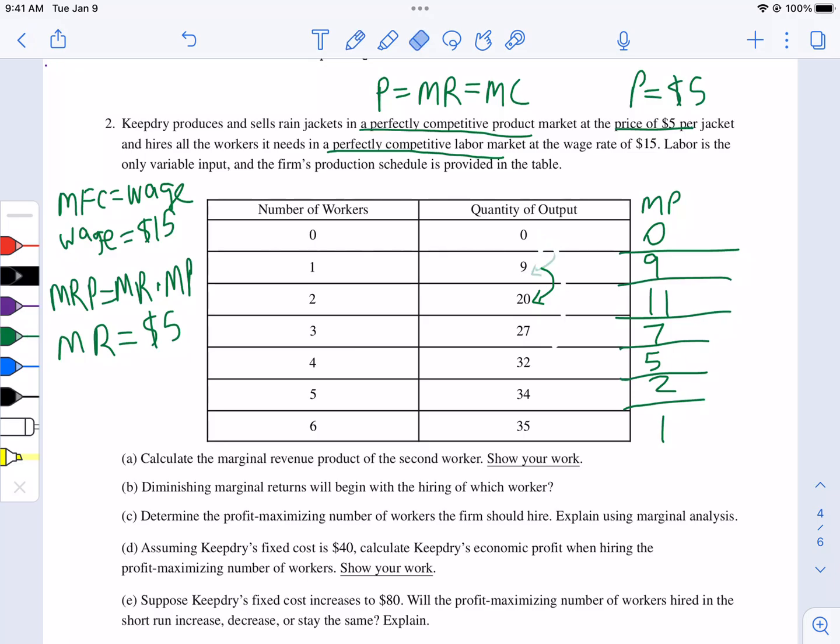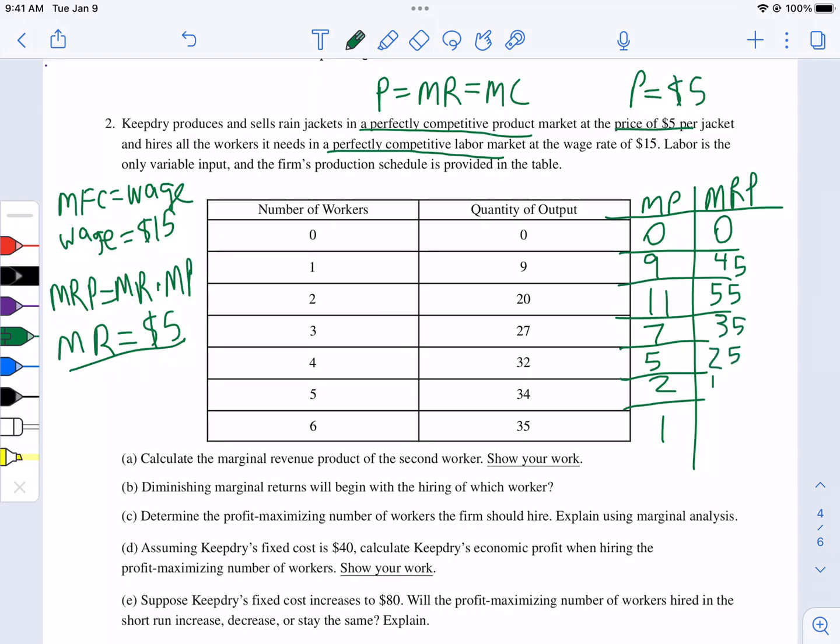Okay. Now, the marginal revenue product. Let's find that. All that is the marginal revenue times the marginal product. So 0 times 5 is 0. 9 times 5. I'm doing the marginal revenue times the marginal product. So 9 times 5, which is 45. 5 times 11, 55. 5 times 7, 35. 5 times 5, 25. 5 times 2 is 10. And 5 times 1 is 5.